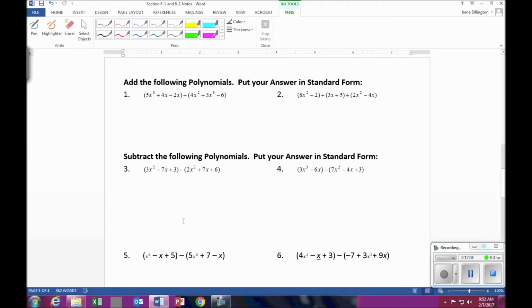Okay, when we do addition and subtraction, we want to write our final answer in standard form. That is just a given now. All of your answers should be written in standard form. So we are going to add the polynomials.